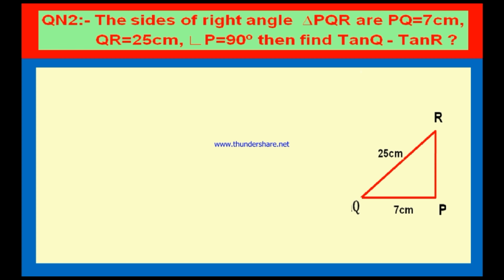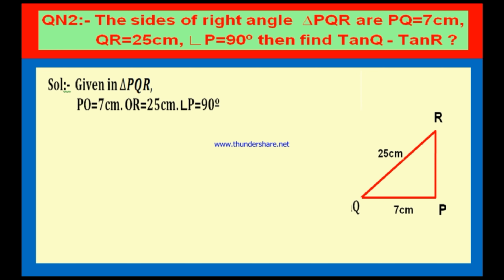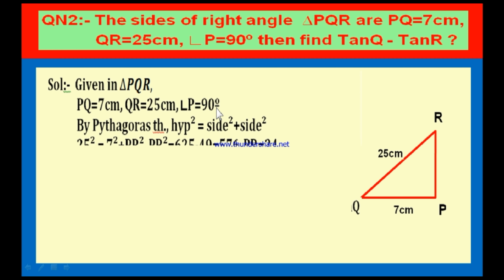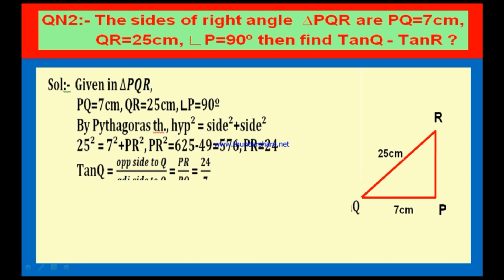Now, in order to calculate this, first of all in the given solution, let us write the given values. In triangle PQR, it is given that PQ is equal to 7 centimeters and QR is equal to 25 centimeters and angle P is equal to 90 degrees. Now, let us apply Pythagoras theorem. Why? Because we know the hypotenuse and we know the value of one side and we have to find the value of the other side.